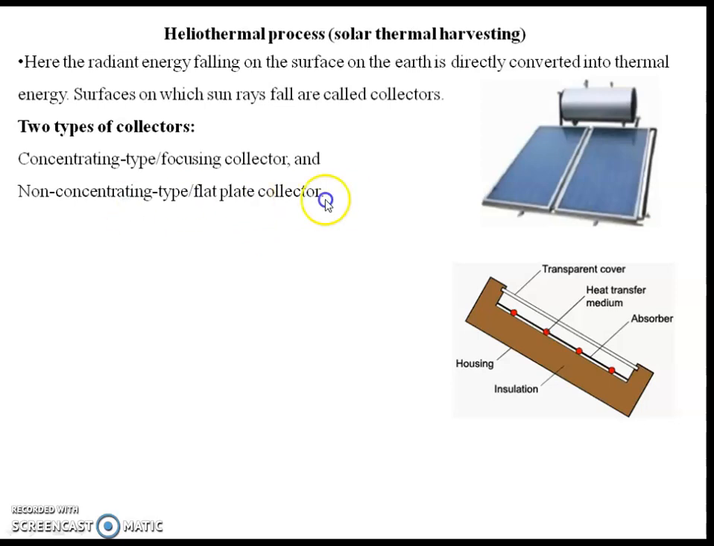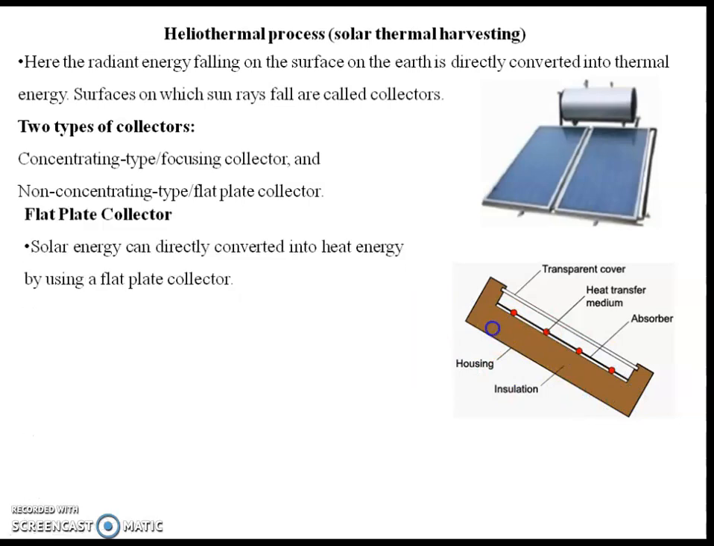As per your syllabus point of view, let us discuss the non-concentrating type, the flat plate collector. If you observe this sketch, this is called the solar flat plate collector. Here the solar energy can be directly converted into heat energy by using a flat plate collector.